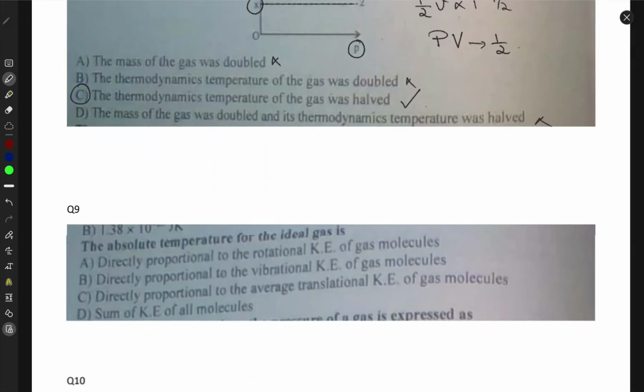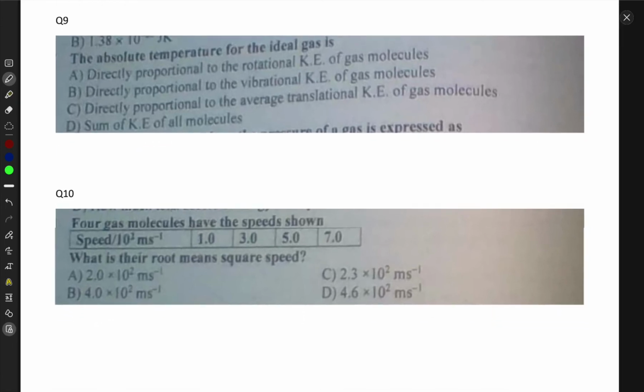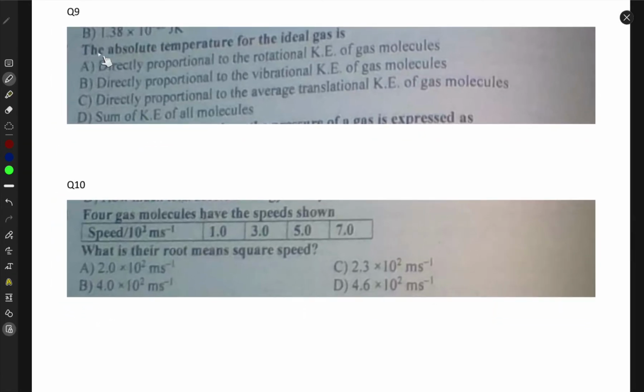Alright, so let's move on to question number 9. They're saying that the absolute temperature for the ideal gas is directly proportional to the rotational kinetic energy of the gas molecules, directly proportional to the vibrational kinetic energy of the gas molecules, or directly proportional to the average translational kinetic energy of the gas molecules, or the sum of the kinetic energy of all of the molecules.